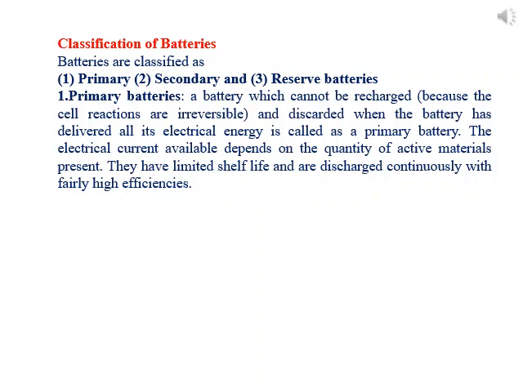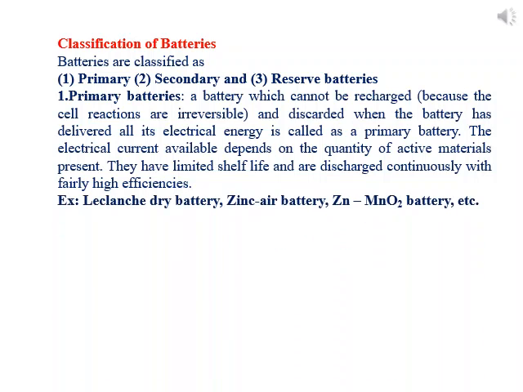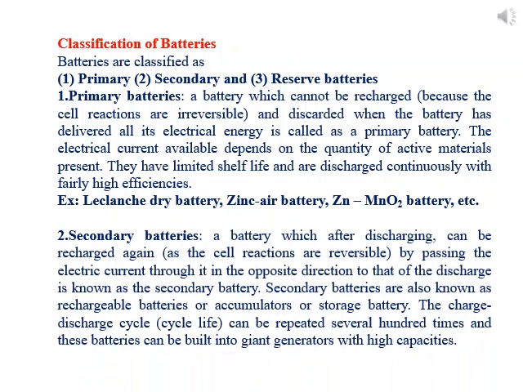The electrical current available depends on the quantity of active material present in them. They have limited shelf life and are discharged continuously with fairly high efficiencies. Examples for such batteries are Leclanche dry battery, zinc air battery, zinc manganese oxide battery, etc. Normally, we use primary batteries in our day-to-day life for TV remotes and wall clocks. Once they are used, we are going to throw them.